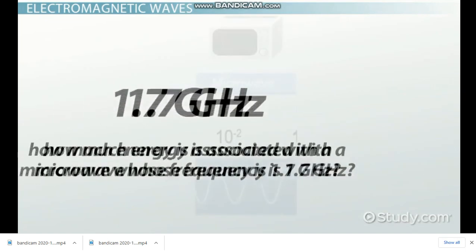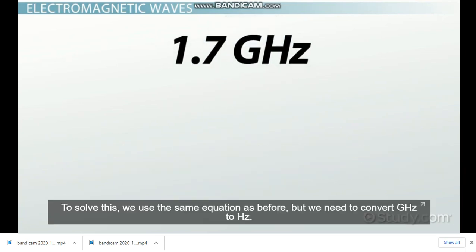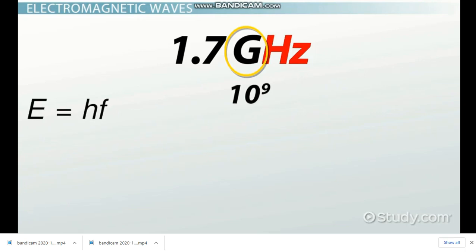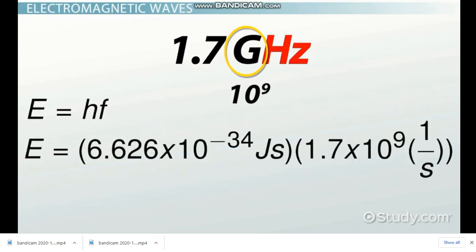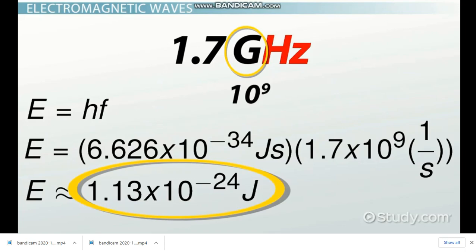Let's do another one. How much energy is associated with a microwave whose frequency is 1.7 gigahertz? To solve this, we use the same equation as before, but we need to convert gigahertz to hertz. The G represents the prefix giga, which is 10 to the 9. E equals HF. E equals 6.626 times 10 to the negative 34 Js times 1.7 times 10 to the 9 times 1 over S. E approximately equals 1.13 times 10 to the negative 24 J.